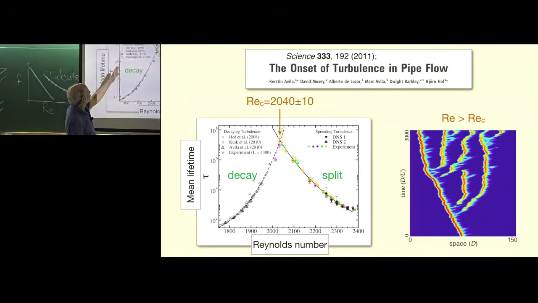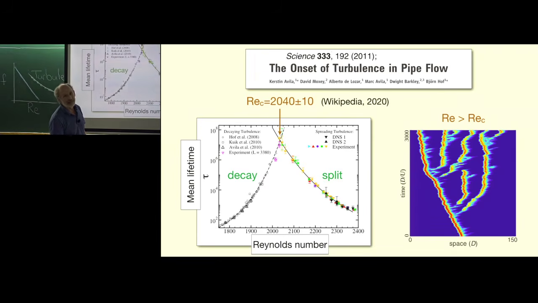And let me just say that we know that the 2040 plus or minus 10 is correct because that's what it says everywhere in Wikipedia now. Okay, so it must be correct.